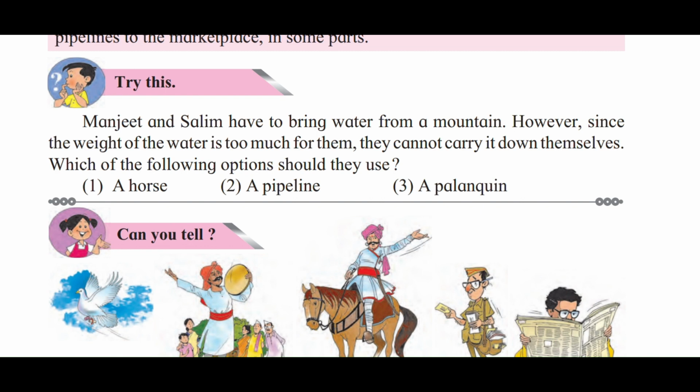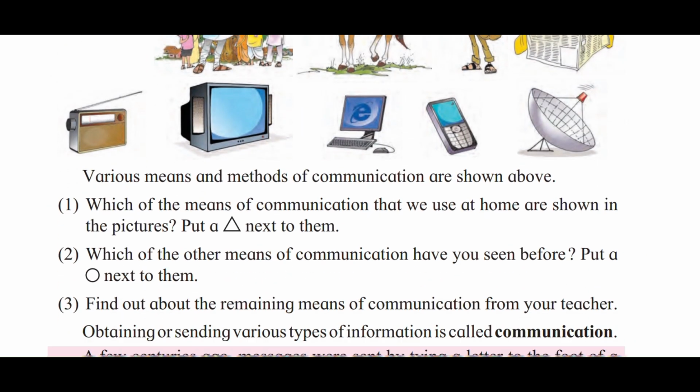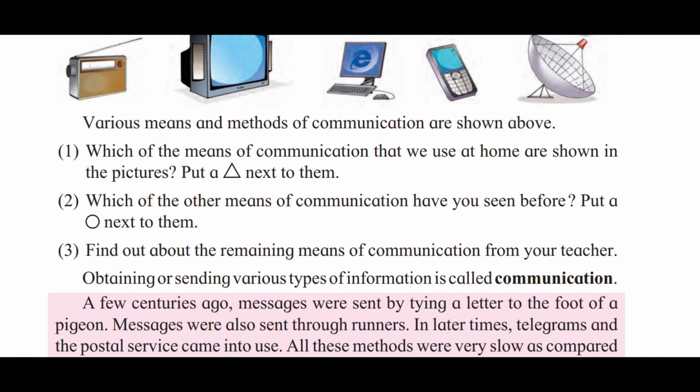Try this. Manjeet and Salim have to bring water from a mountain. However, since the weight of the water is too much for them, they cannot carry it down themselves. Which of the following options should they use? A horse, a pipeline, or a palanquin?